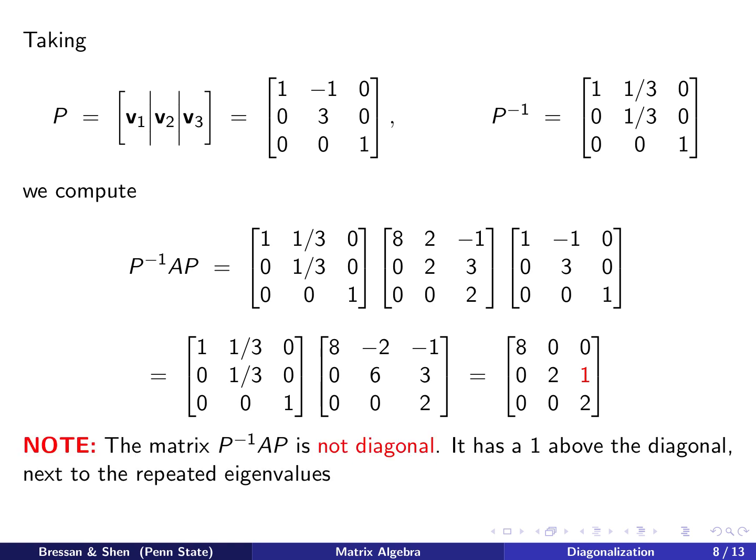And we see that this matrix here is not diagonal, because look at this element that is marked in red color. It is 1, it's not 0, and it's not on the diagonal. And in fact, it is actually just above the diagonal next to the repeated eigenvalues. So 2 and 2, that's the repeated eigenvalue, and the 1 is just above, right next to it.